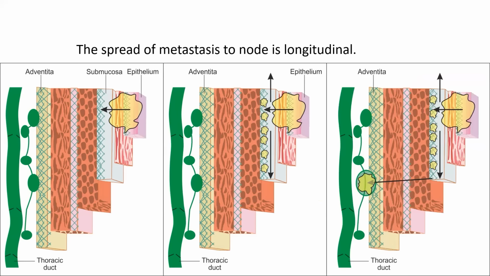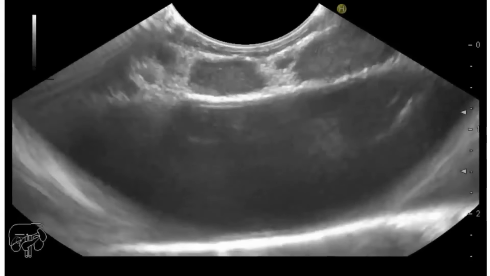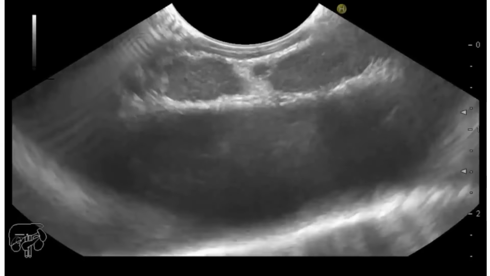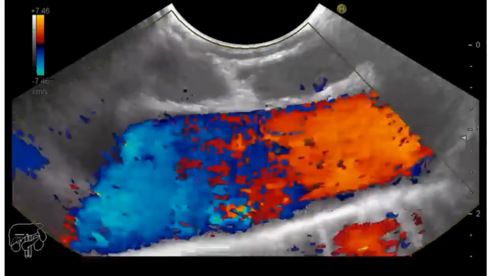So this is where this tumor spreads, and this CT scan showed this is tumor at 35 centimeters. No nodes were seen on CT. PET scan showed no activity outside. So the skip metastasis in nodes are common. And that is what I want to say: there are paraesophageal lymph nodes. They are far away from the tumor in this case. Namely, there is an aorta, and then there are again skip metastases in front of aorta.